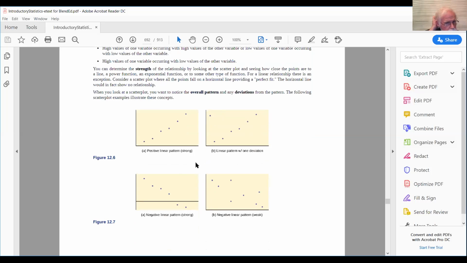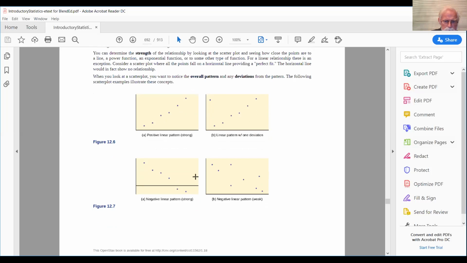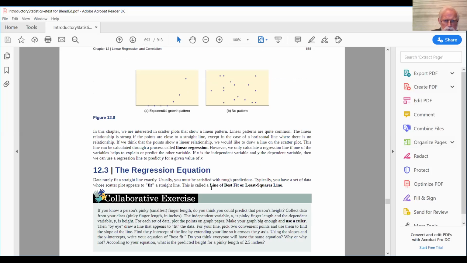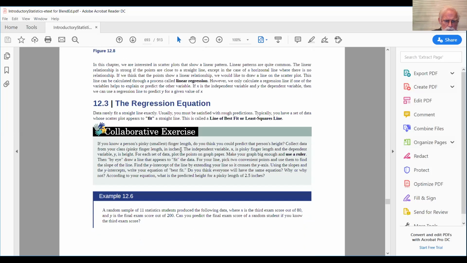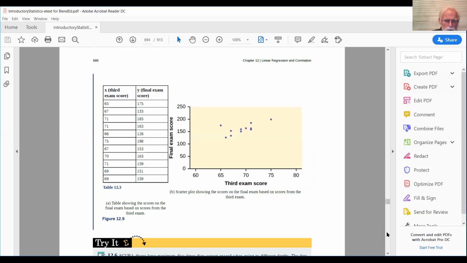So this is what we call a strong positive linear pattern. It looks like it's going straight up. And this is a strong negative pattern. It's going very, very much down to the right. And there's a pattern that sort of looks like it's going down, but it's kind of weak because you've got some big variations in the value of y. So there can be very weak interactions.